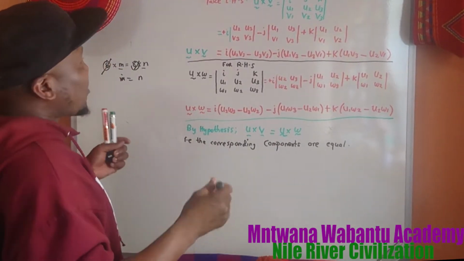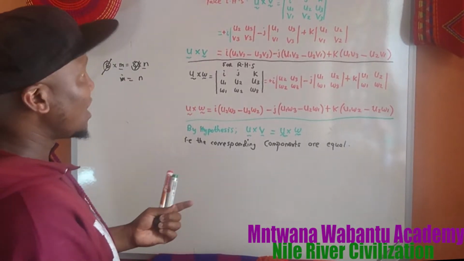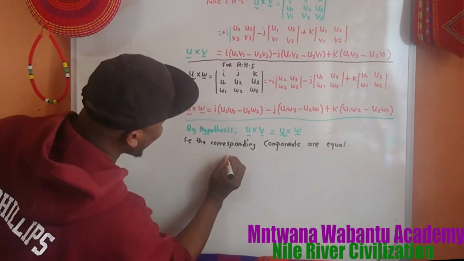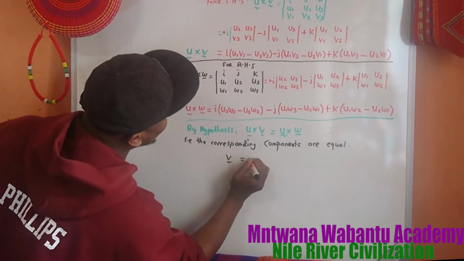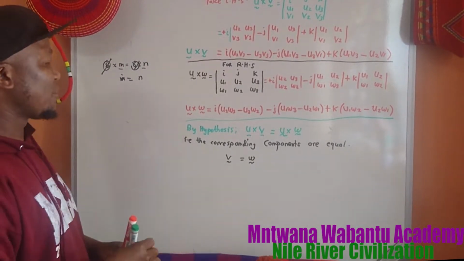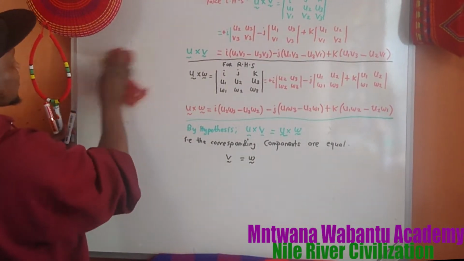But for this case, it's not about the number, it's about the vector. So vector V has to be equal to vector W. In other words, vector V must be equal to vector W. That's what I'm going to conclude. For example, let's take an example and verify if this is true.